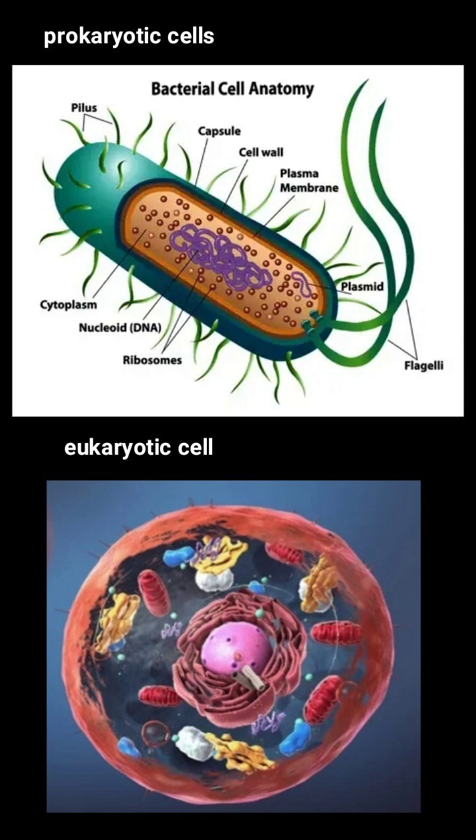Another functional difference between prokaryotic and eukaryotic cells is the way they reproduce. Prokaryotes reproduce asexually through a process called binary fission, while eukaryotes reproduce sexually or asexually through mitosis or meiosis. Overall, the functional differences between prokaryotic and eukaryotic cells are significant, and these differences allow each type of cell to carry out specific functions that are essential for life.